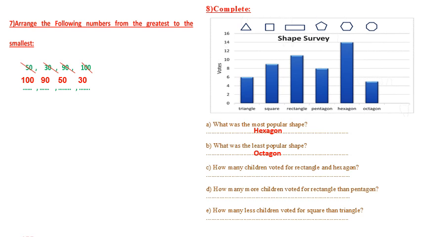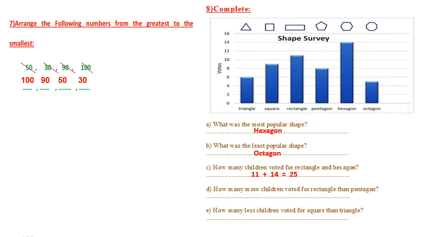How many children voted for rectangle and hexagon? I want the number of children who voted for rectangle and hexagon. So I'll add what? Excellent. 11 and 14. The answer will be 25.